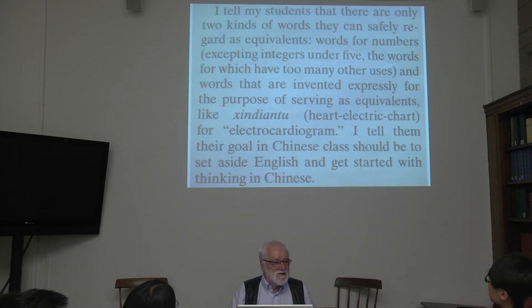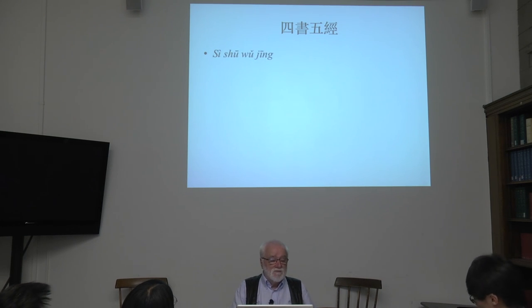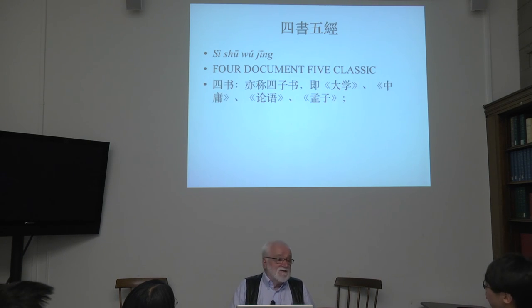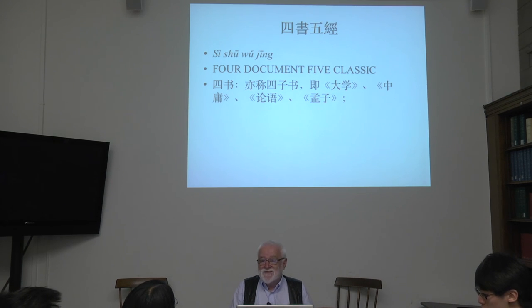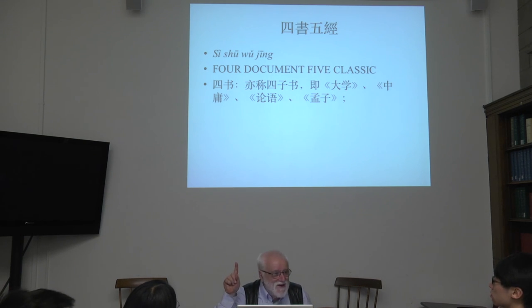And so I will give you an example that will show this. Si shu wu jing are, of course, not four kinds of bookhood. In fact, what is so interesting about si shu is that it's not four books. What is it? Si shu wu jing. It's not four books. Not any old four books. The four books. The four books, you see. So you can see, it's not the four bookhoods or booknesses.